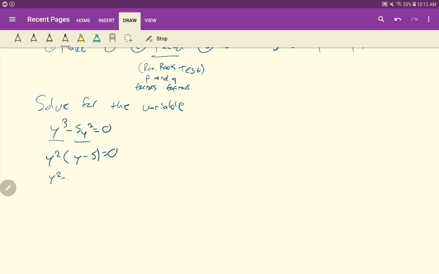We'll set each one of these equal to 0. Square root both sides here, so we get y is 0. Technically it'd be plus or minus, but you can't have a positive or negative 0, so it's just 0. We'll add 5 to both sides, we get y equals 5. And those are our solutions. Of course, you can always check by plugging these back into the original equation and make sure that they do in fact give you 0, but we know we did our work right.